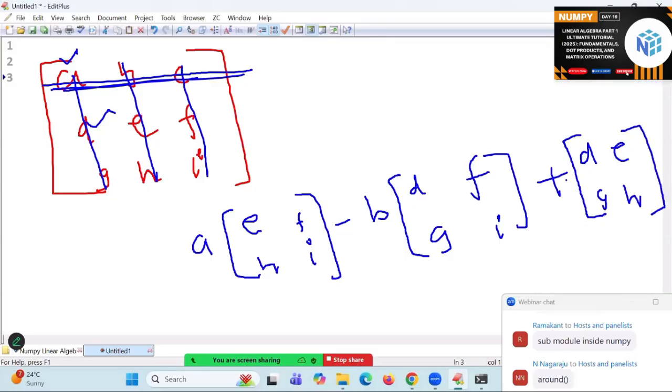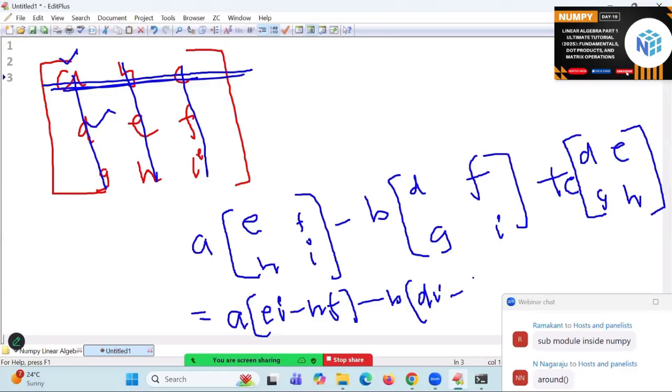This is going to be... What is this now here, students? E, C, D... C. This will be multiplied by A into, of what I can say, EI minus HF. HF minus B of DI minus GF, plus C of DH minus GE. GE, I will take. Are you following me?